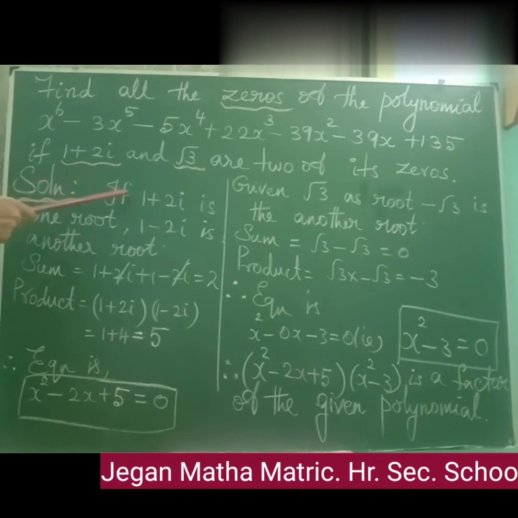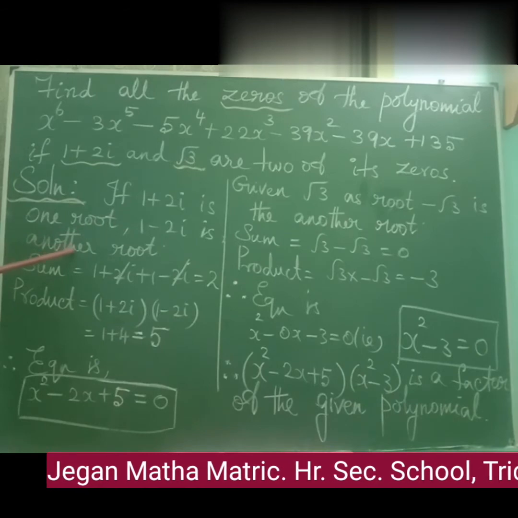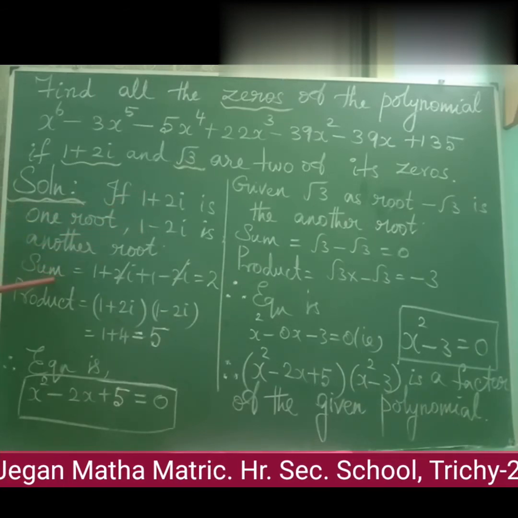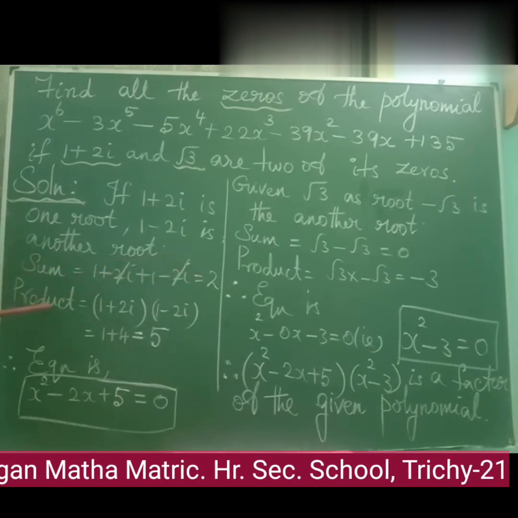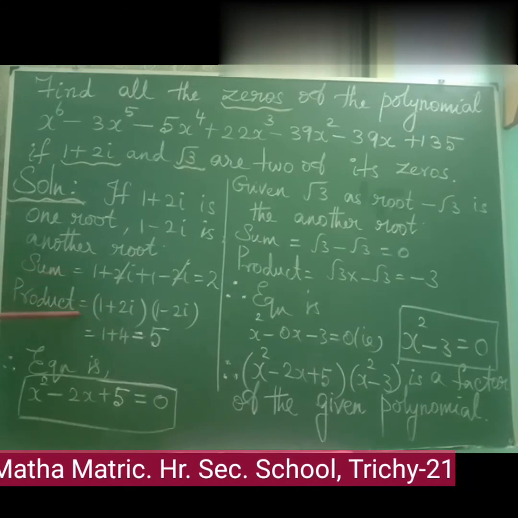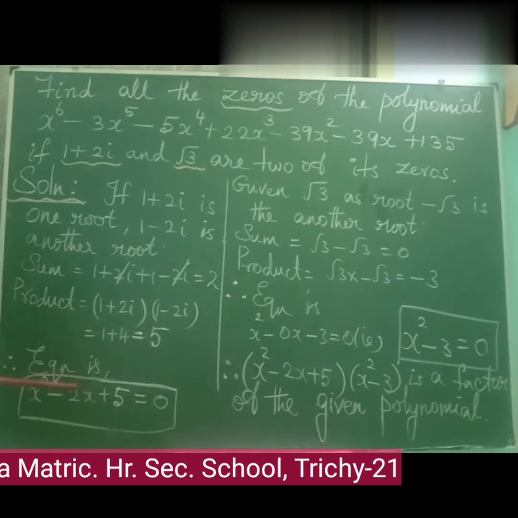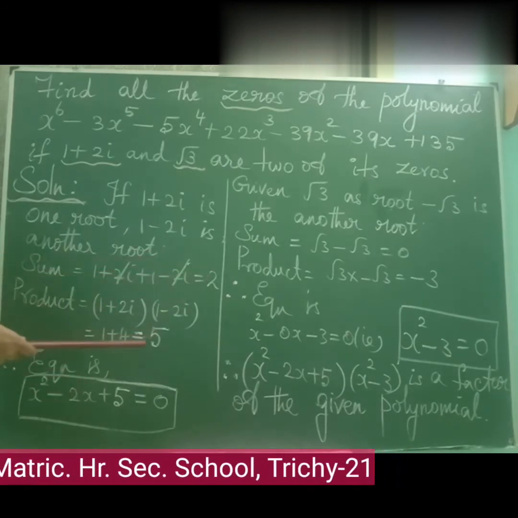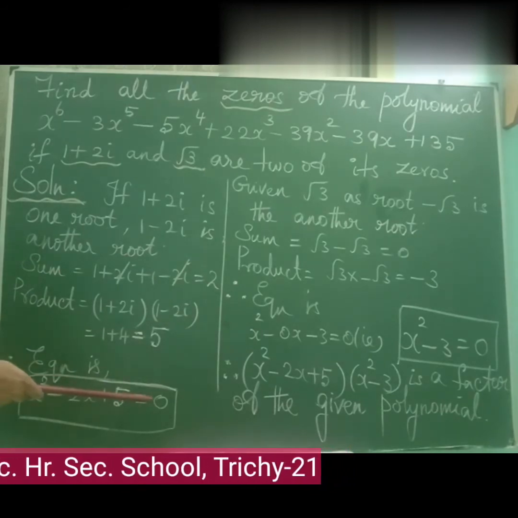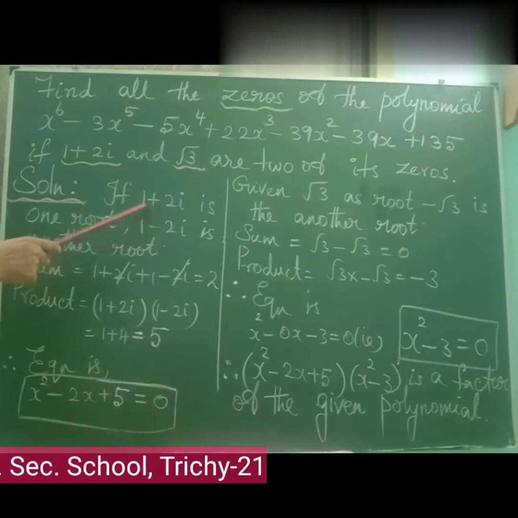First, if 1 plus 2i is a root, 1 minus 2i is also another root. With these two roots, find the sum and product. Sum of the roots is 2, product of the roots is 5. With the sum and product we can form a quadratic polynomial: x square minus 2x plus 5 equal to 0. So 1 plus 2i and 1 minus 2i are two zeros.